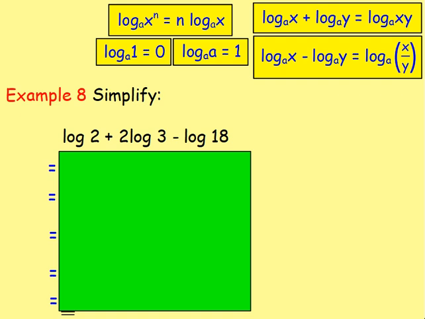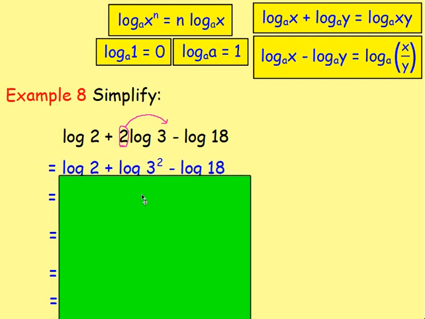So Hannah, what do you think you would do first? Good, well done. With this middle term here, you've got this 2 in front of log, which causes issues. So what you want to do is move that up here, so it will become the index for the 3, so you'd have your 3 squared. Perfect. So keep log 2 as it is, take away log 18 as it is, but move this 2 up, so you'd have log 3 squared. Perfect. What would you do after that then?